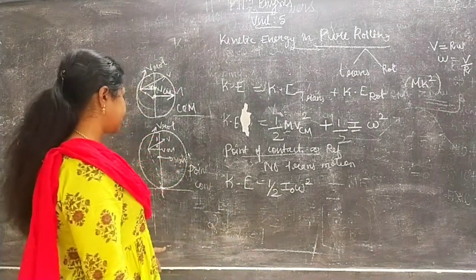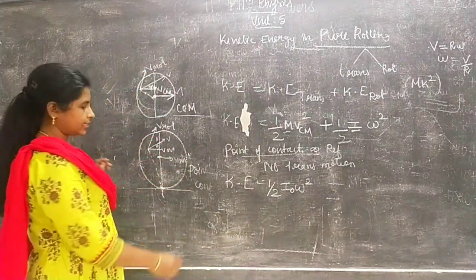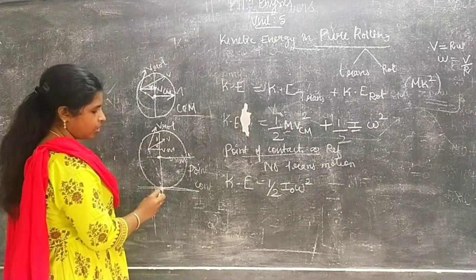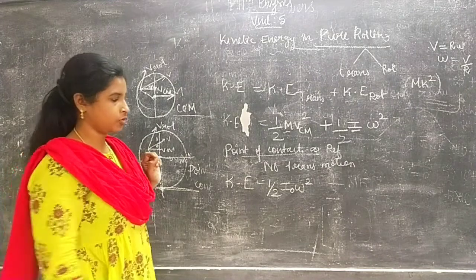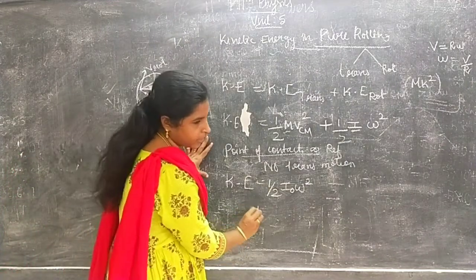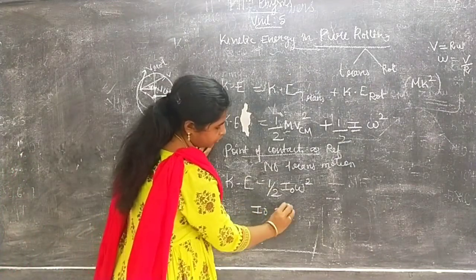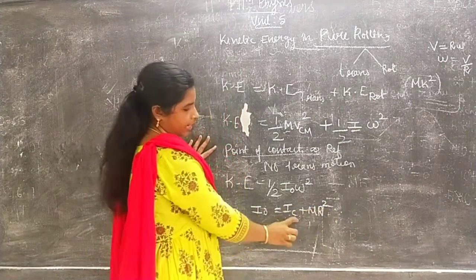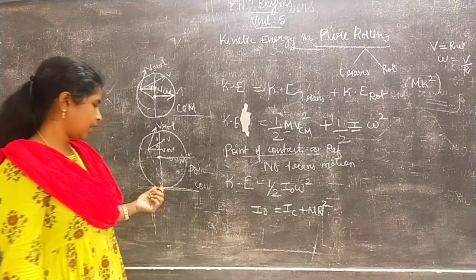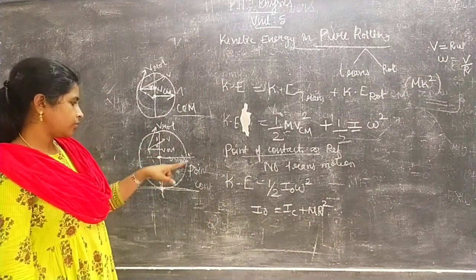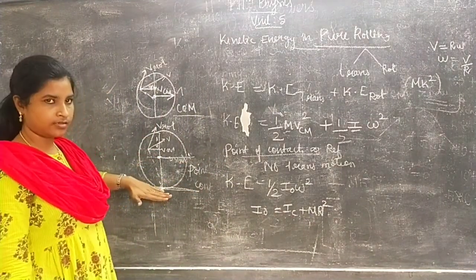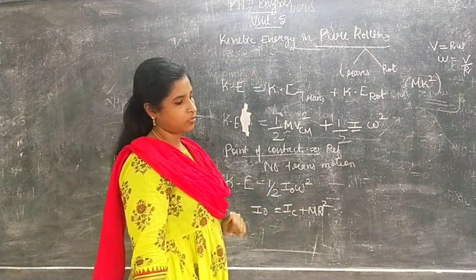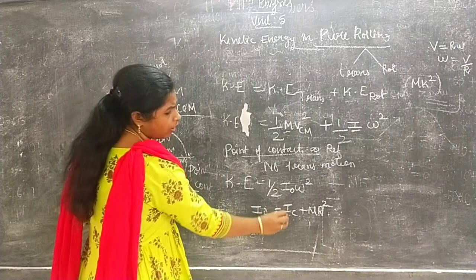So now we can use the parallel axis theorem. The axis through the center of mass is parallel to this axis, so we use the parallel axis theorem. What is the parallel axis theorem? I naught is equal to I C plus M R square. I naught is equal to I C plus M R square.